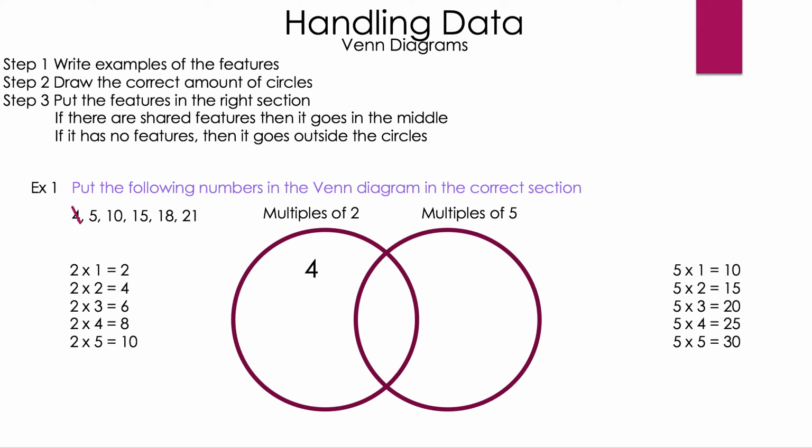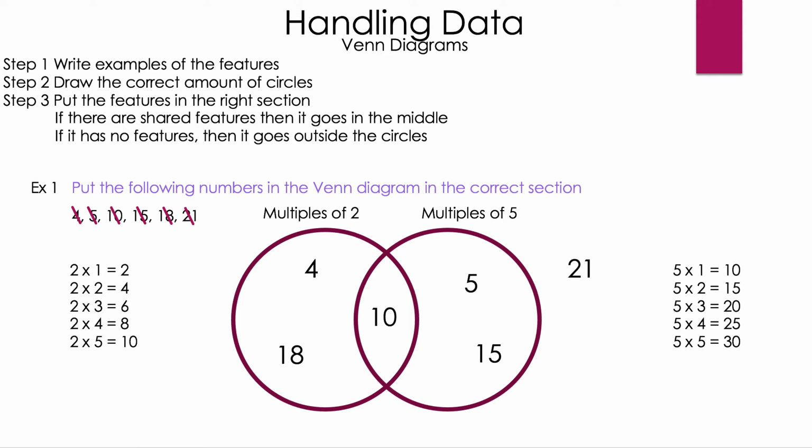So now we're going to cross off 5. It's a multiple of 5, so it goes to the right. Next is 10. Since 10 is a multiple of both, it goes into the middle. Now we'd cross off 15, goes on the right side. 18, cross it off, goes on the left since it's a multiple of 2. And finally 21, we cross off.